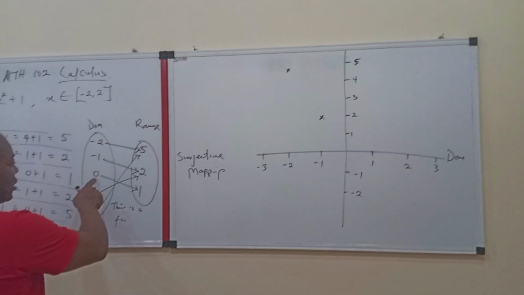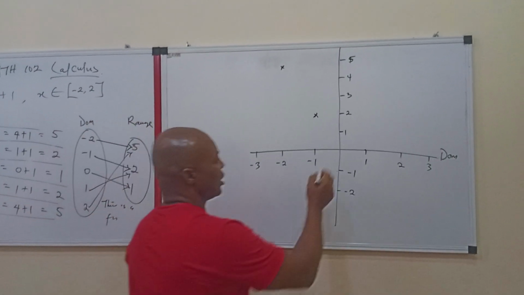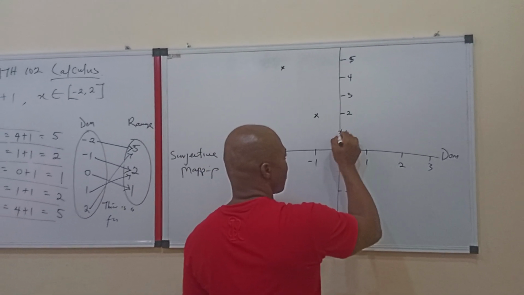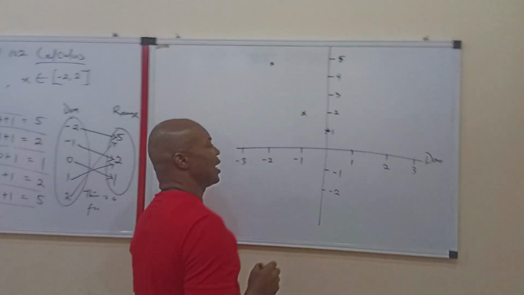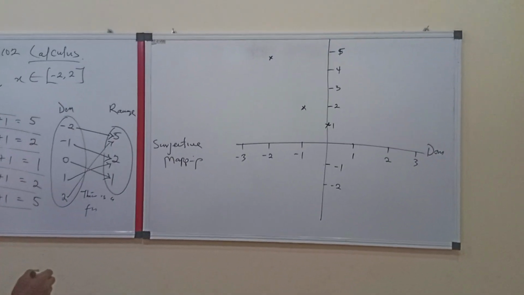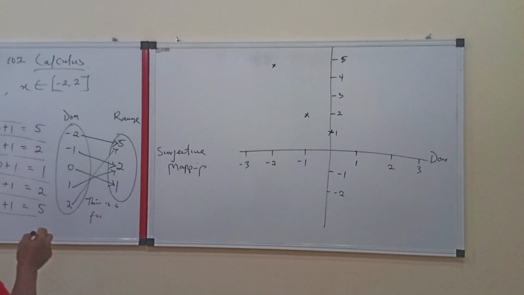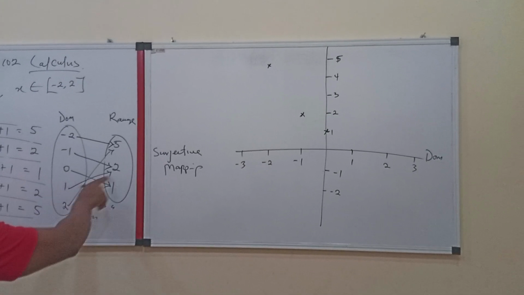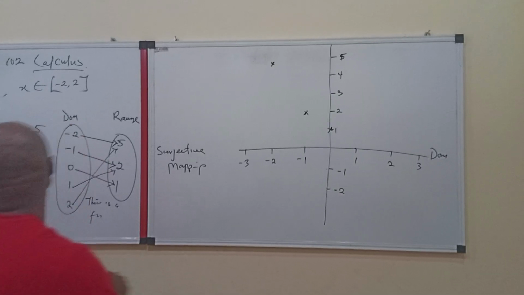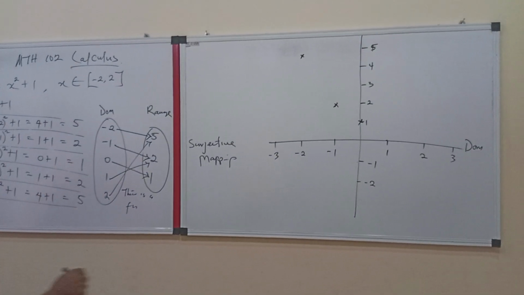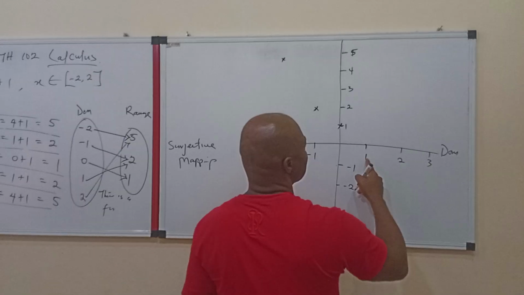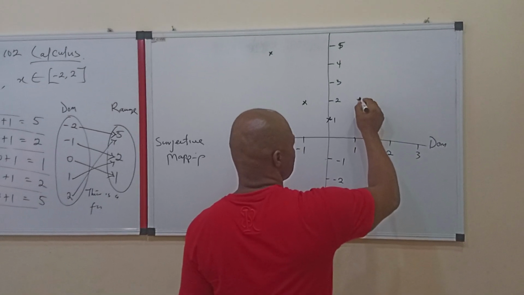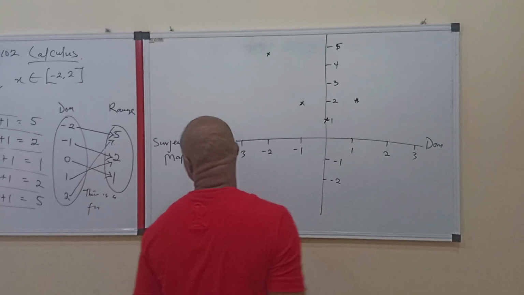So when x is 0, what does it give you? It gives you 1. So somewhere here, that is where it is. Then when it is 1, what does it give you? It gives you 2 again. So here and here now. So if you come here, you get the 1. If you come here, you get the 2.